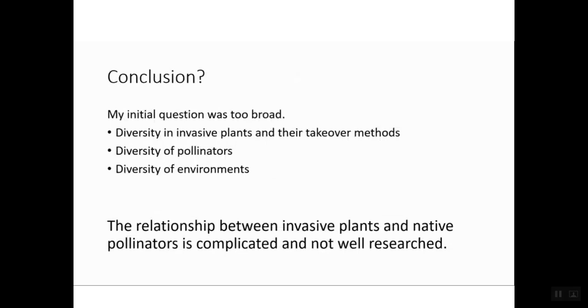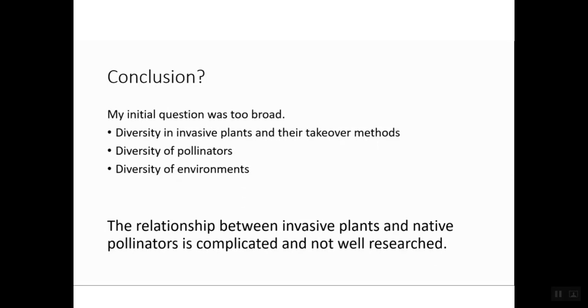So the overall conclusion was that my initial question, whether or not invasive plants affect pollinator populations, is a bit too broad. The diversity of plants and the pollinators makes it really difficult to give a solid answer about that. It's way more context specific. It's more focused on the individual areas or geographical areas where those things occur.